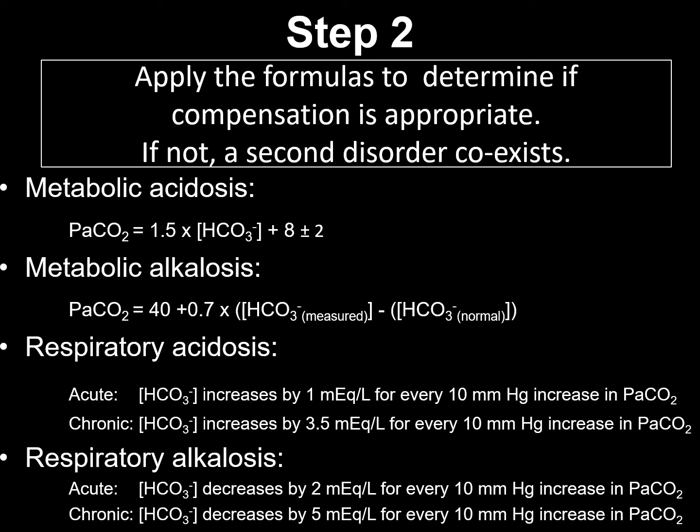For metabolic alkalosis, the formula is: arterial carbon dioxide level equals 40 plus 0.7 multiplied by the measured bicarbonate minus the normal bicarbonate concentration.